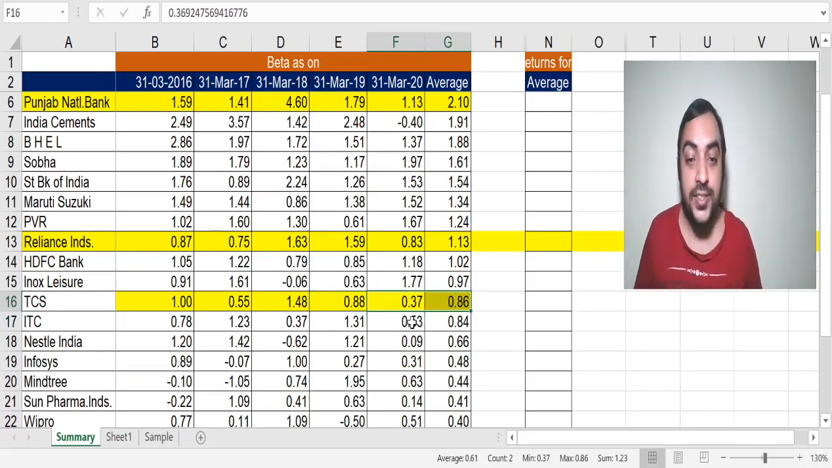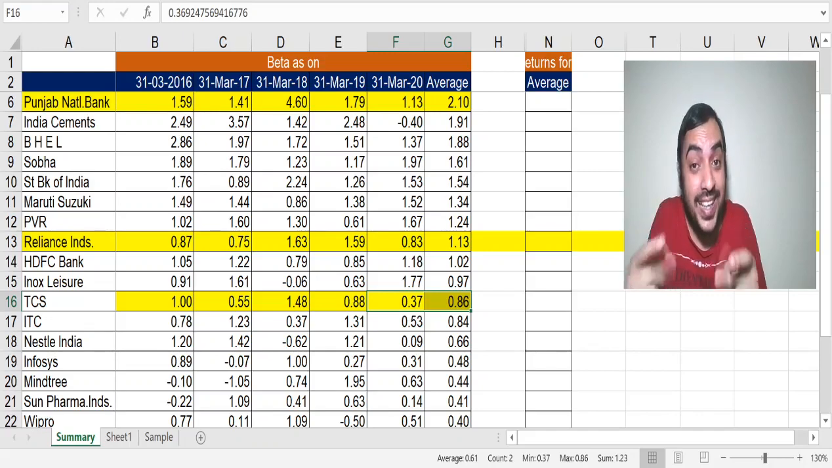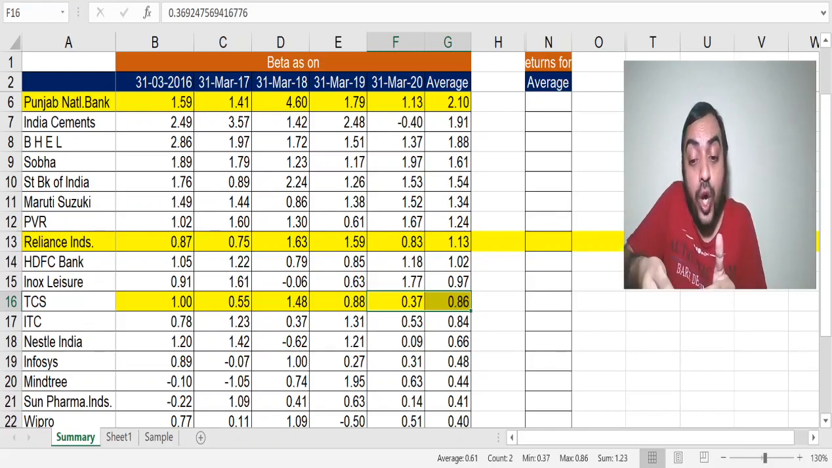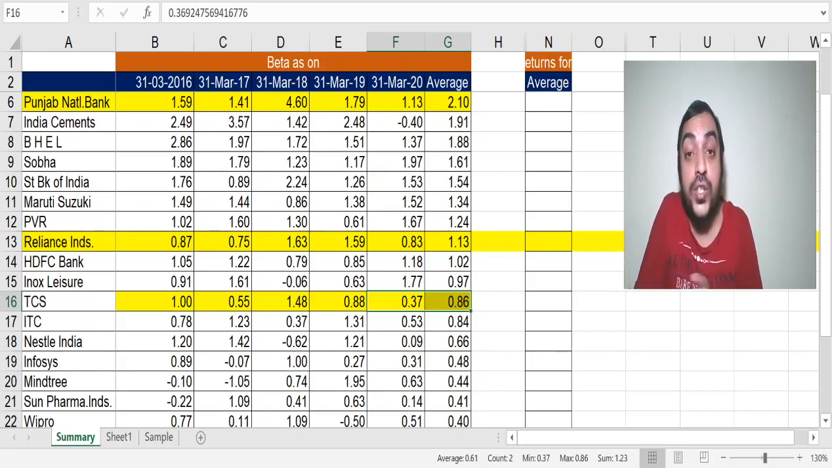So the point is, my dear friends, beta is a very good measure of risk, but it keeps fluctuating. It's not a fixed number. It is just an indicator of what happened in the past. So it might happen in the future. You cannot say it will happen. But in the exam, if no other information is there, we have to assume it will happen. That is the basic assumption of any analysis: history is the indicator of the future.